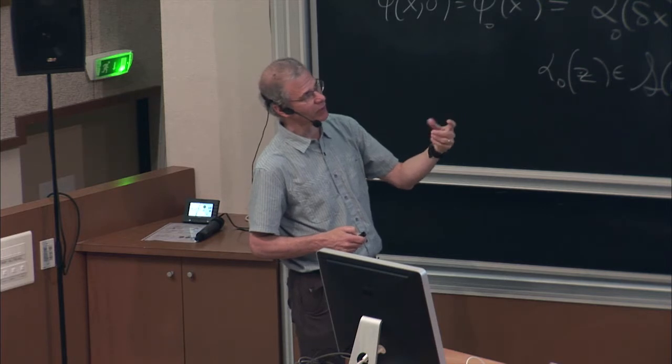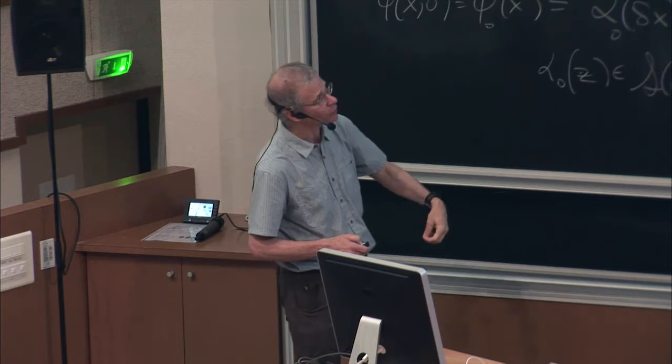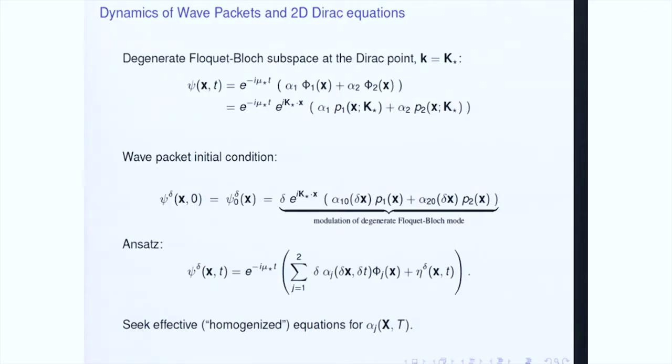Because the dimension of the eigenspace is 2. So this is what a wave packet looks like. This factor of delta is just to keep the energy equal to 1. So that's a wave packet spectrally localized at a vertex k star.